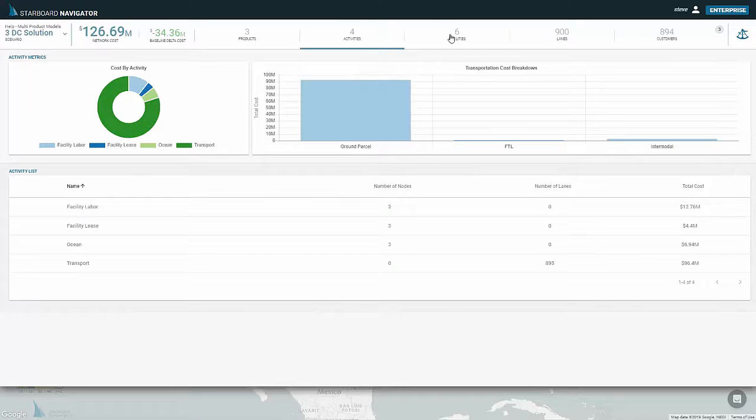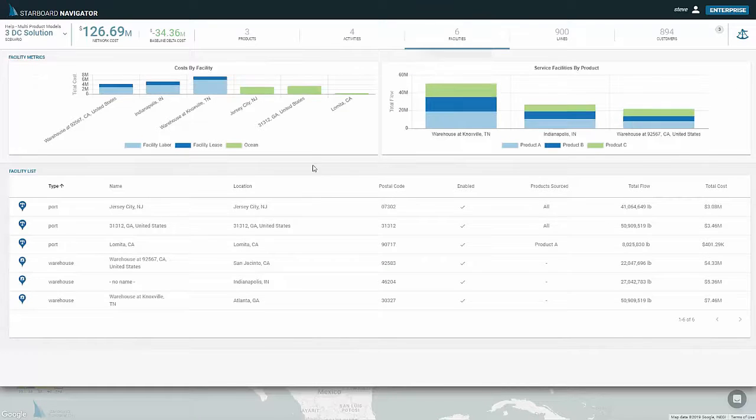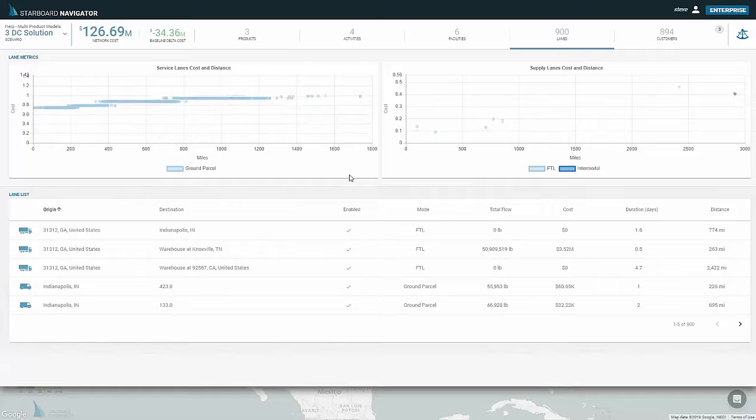Again, with tabular data, I can look at the facility level. What are my costs? How much product is created at each facility or sourced from each facility? Down here in the tabular data, I can sort around and see all my facility names, what's the total flow, total amount of cost that comes through each one, what products are sourced from each one. Lanes can be really cool.